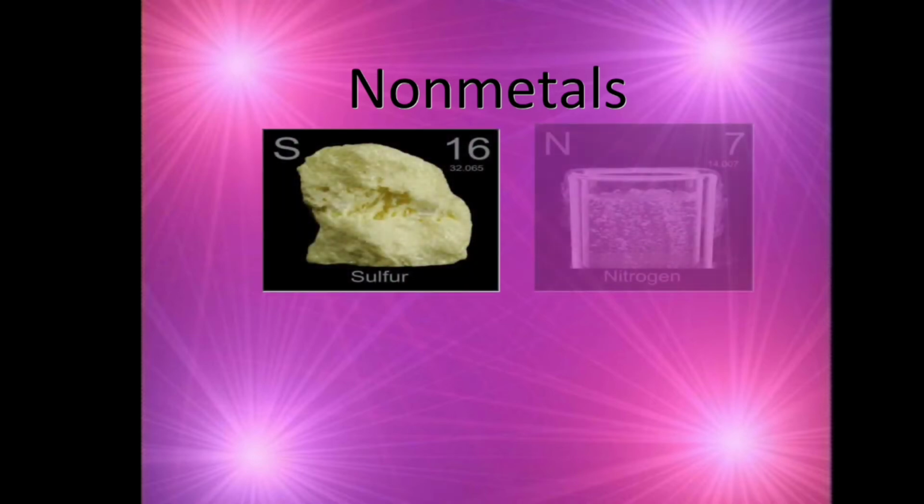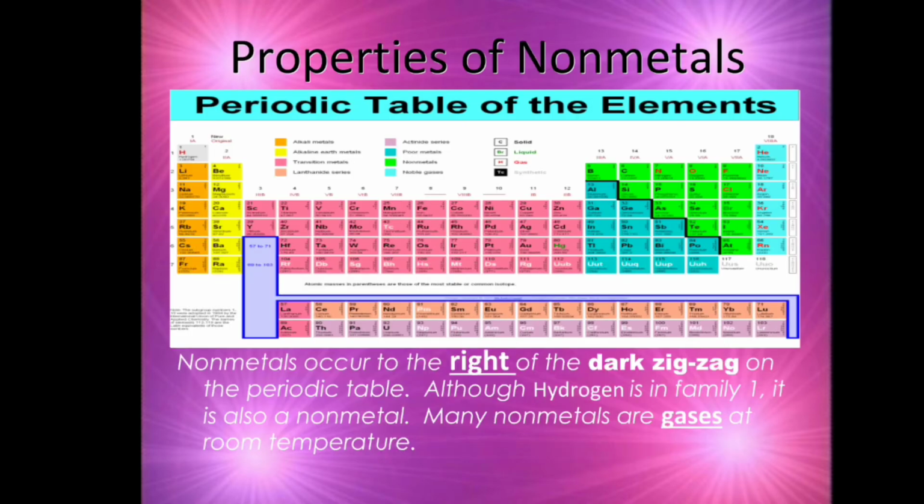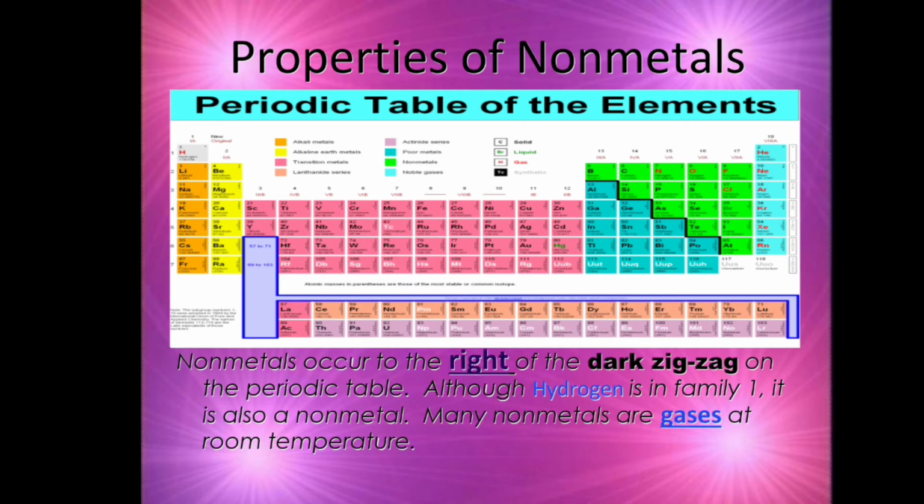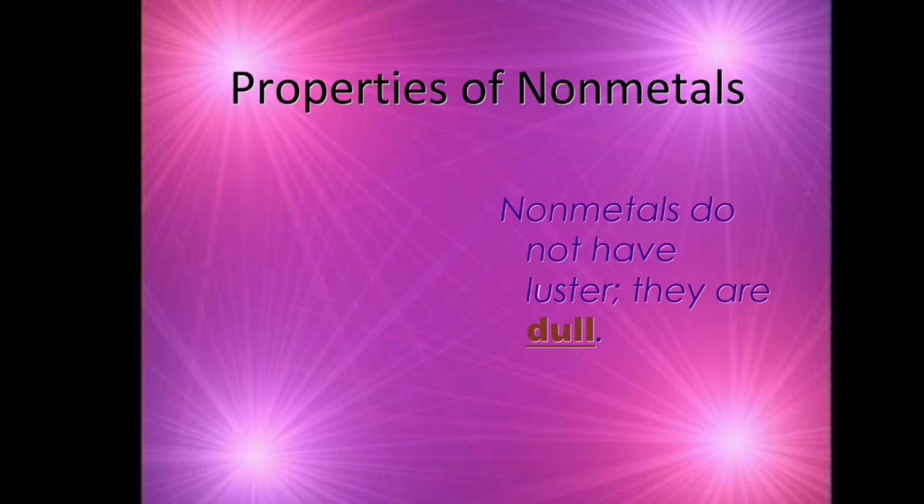Now we will see non-metals. Here, non-metals occur to the right of the dark zigzag on the periodic table. Although hydrogen is in family one, it is also a non-metal. Many non-metals are gases at room temperature. Now we will see properties of non-metals.